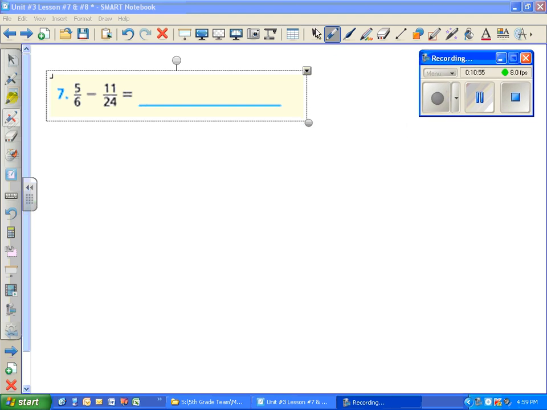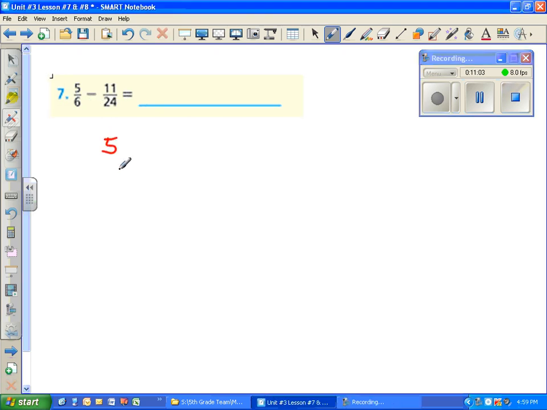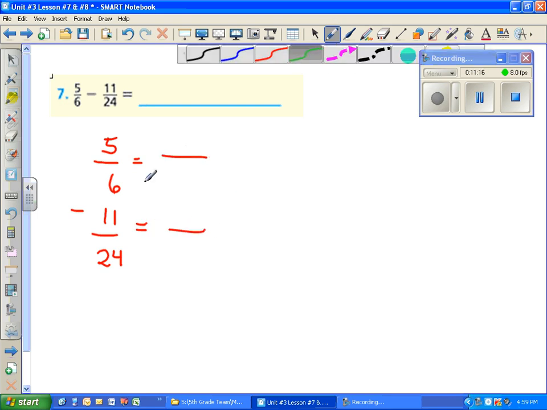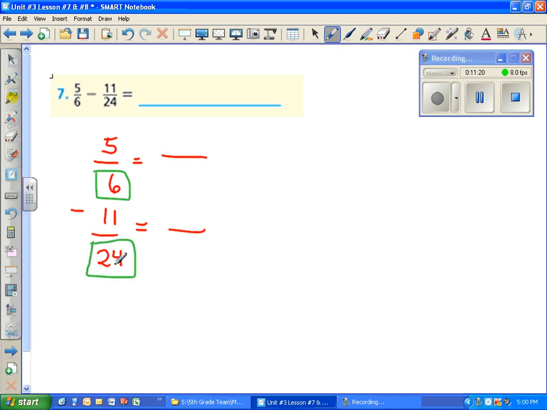We have 5/6 minus 11/24. Denominators are not alike. I like to set it up like this: 5/6 minus 11/24, and find a common denominator, an equivalent fraction. You're focusing in on the 6 and the 24, and hopefully you recognize that 6 goes into 24, so there's your common denominator.